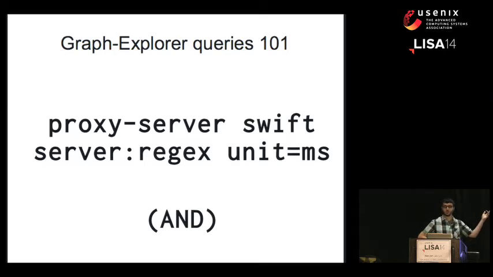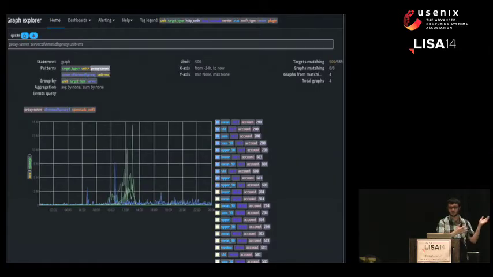You just type, for example, proxy server Swift. And then in this case, we do a regular expression on server because we want to restrict it to a few servers. And we say that the unit tag must be in milliseconds, so to get all the timing metrics. And this is going to give us something like this. It's going to collect the metrics and put them into graphs.